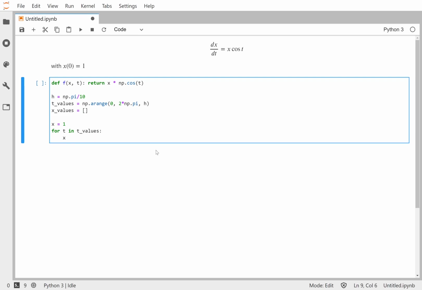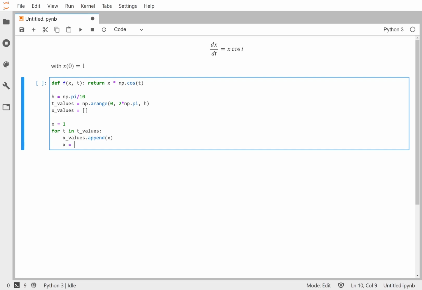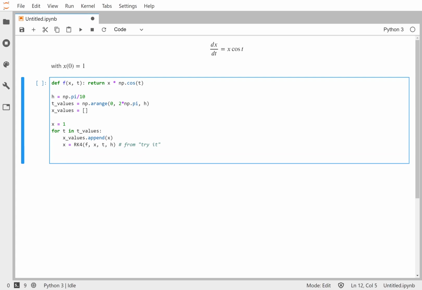First thing we want to do is append the previous value of x into the list x values. So it's going to start by appending the initial condition, and then as we go, it'll append the new values in there. And then we want to update x. This is where the Runge Kutta method goes. Rather than type it out every time, since it is such a common method, I want to encourage you to write a function that does a single step of the Runge Kutta method, and then plug that in here. This is from the try it down below. So you need that code for this to run for you.